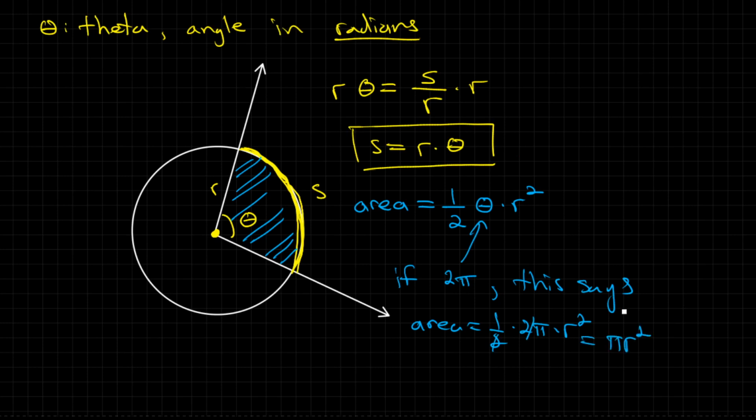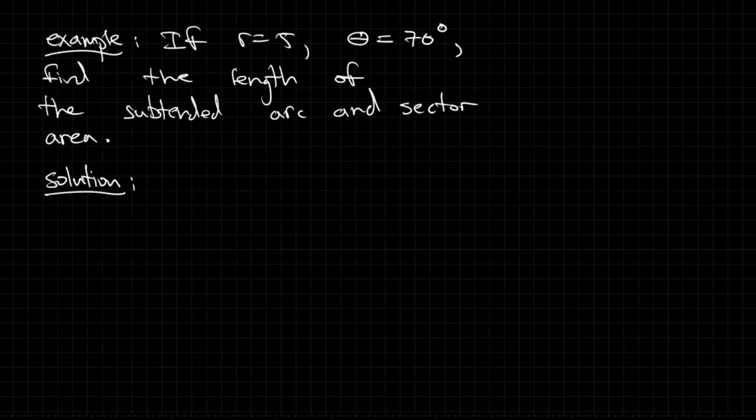So from these two equations, you can determine areas of sectors. Let's go ahead and box them both. You can determine areas of sectors of circles and lengths of arcs of circles. So for example, if the radius is 5 and theta is 70 degrees, we can find the length of the subtended arc and the sector area.